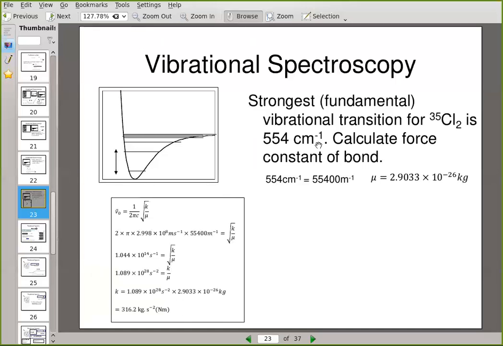Centimeters to the -1, you can view it as being per centimeter. How many things there are fitting in a centimeter, and these are wavelengths. These are the number of wavelengths that fit in a centimeter. A centimeter is a really small unit of length, and we can fit exactly 554 wavelengths of that light, or that vibration, into a centimeter.